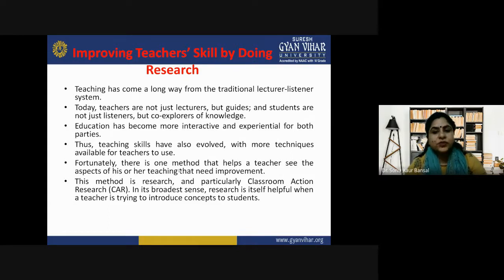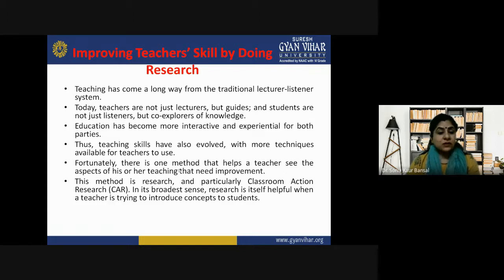Fortunately, there is one method, students, that helps a teacher see the aspects of his or her teaching that need improvement, and that method is research, and particularly classroom action research. I repeat, classroom action research is also called CAR. In its broadest sense, research is itself very helpful when a teacher is trying to introduce concepts to the students. So it is believed that whatever the situation, the teacher must have a very good aptitude for new research.